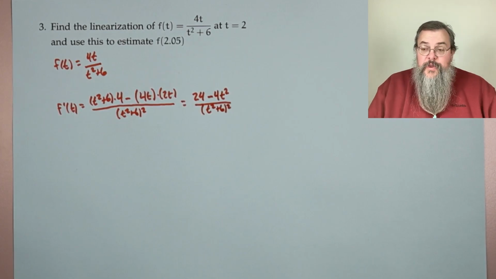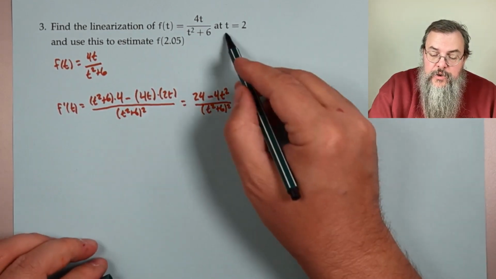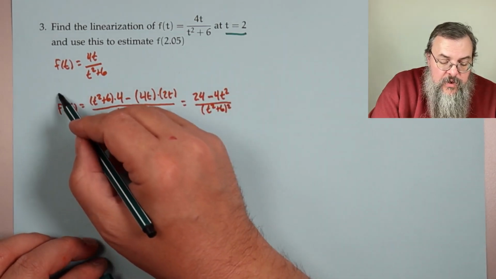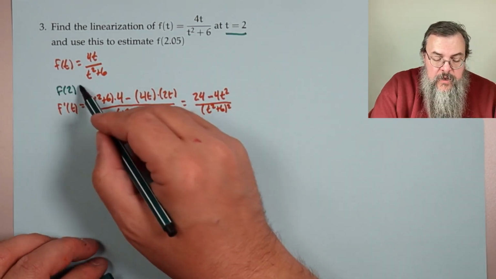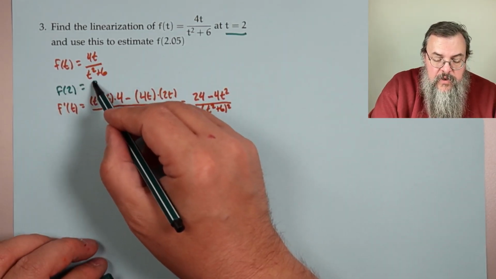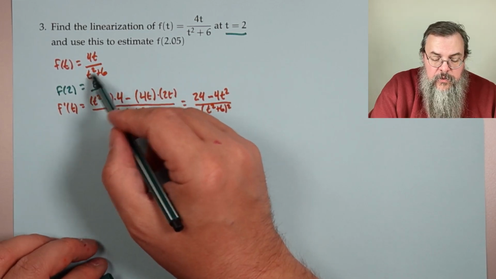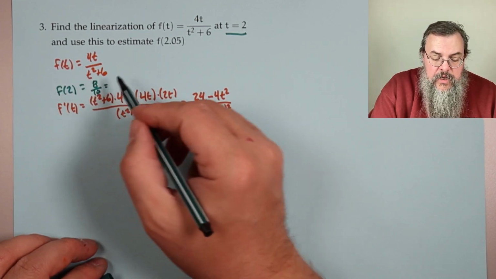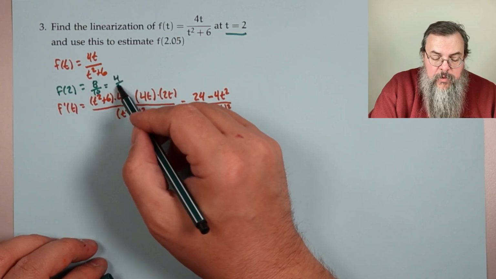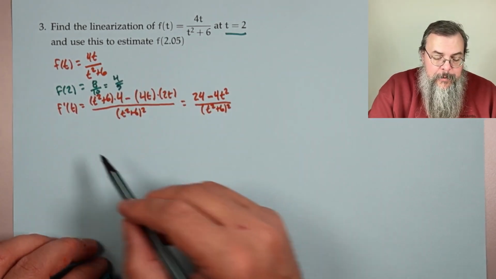Now, with the function and the derivative, we're going to plug in 2. So, all right, what is f of 2? Well, 4 times 2 is 8. 2 squared is 4 plus 6 is 10. So 8 over 10, or I can write that as 4 over 5. How about f prime of 2?